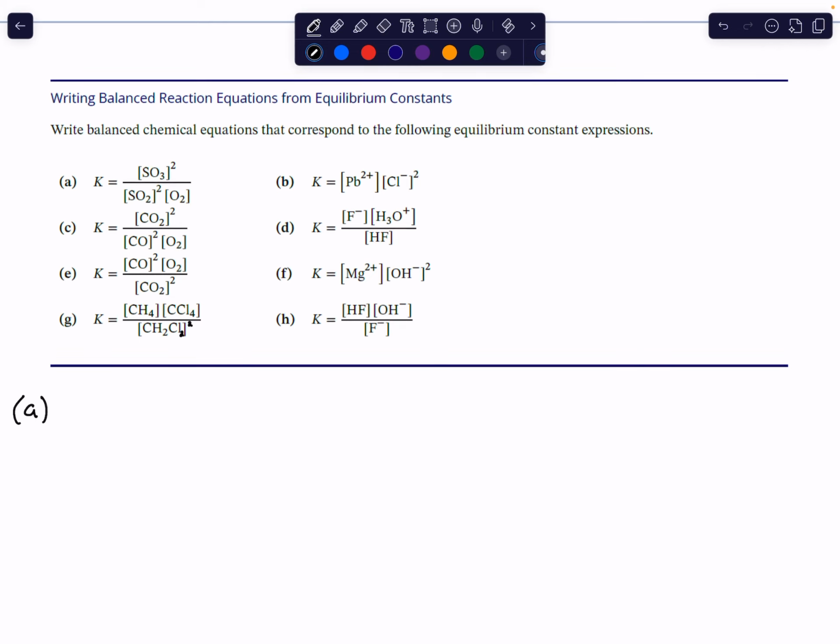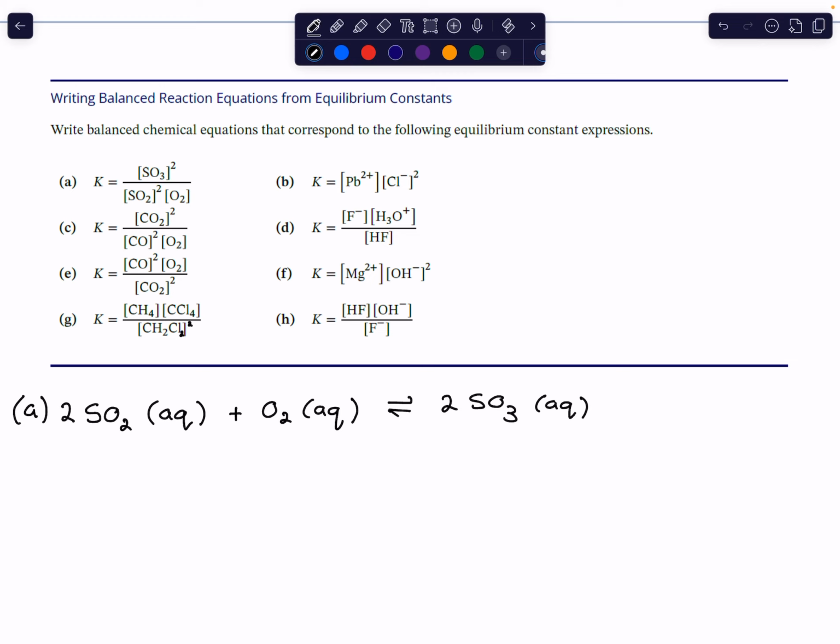For A, if we look at the numerator, we see that it's SO3 squared, and then we have SO2 squared and O2 in the denominator. So that means our reactants, going from left to right, should be 2 SO2 aqueous plus 1 mole of oxygen aqueous in equilibrium with 2 moles of SO3, also aqueous.